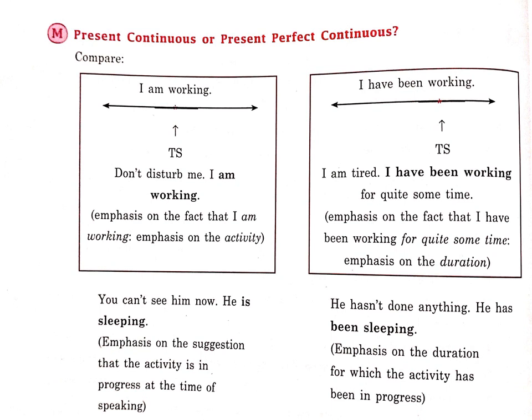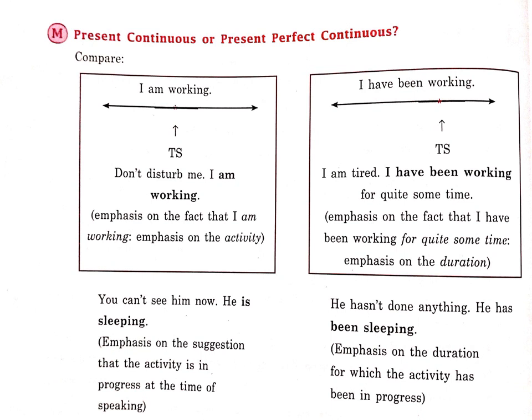We have done both, but now we'll practice comparing. I am working, right? Don't disturb me, I am working. I have been working. I'm tired. I have been working for quite some time. Now see, in the first, simple continuous, present continuous, emphasis is on the fact that I am working, right? It is putting more emphasis on the activity. But in the second, emphasis is on the fact that I have been working for quite some time. Emphasis on the duration.